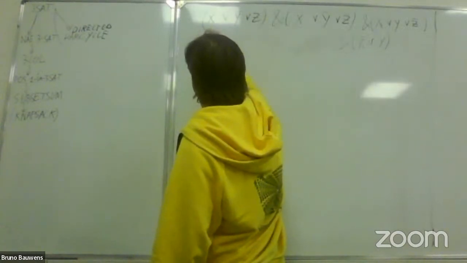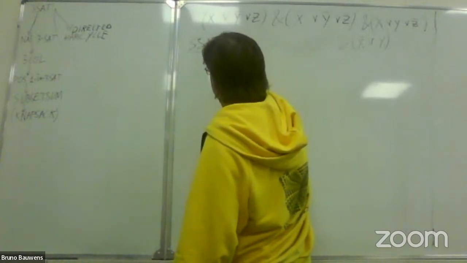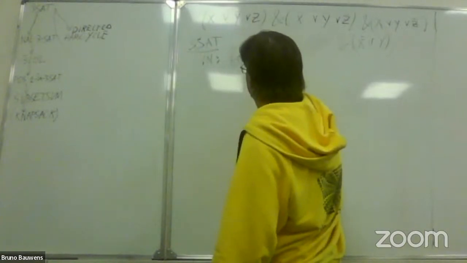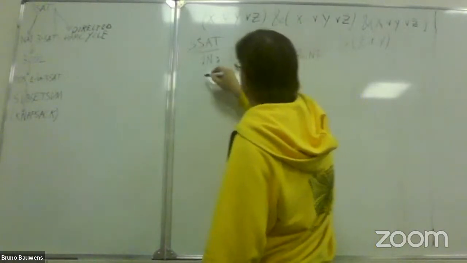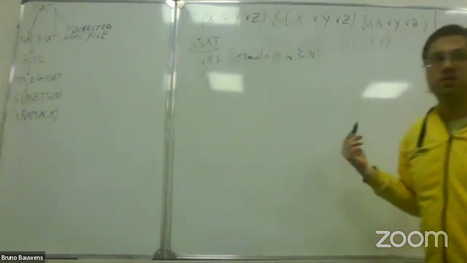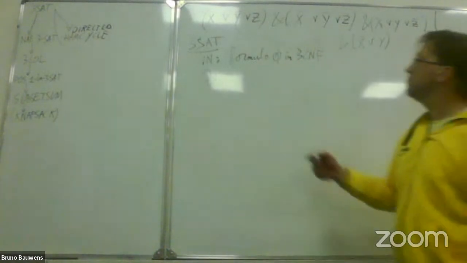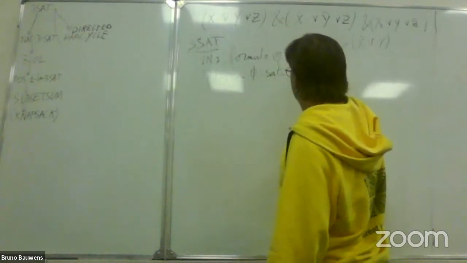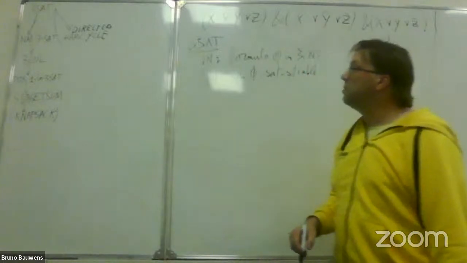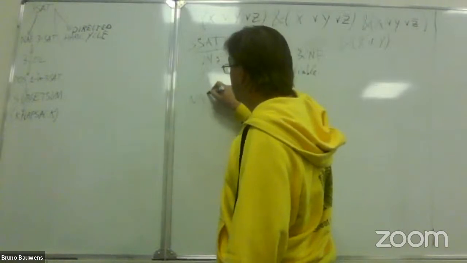So the 3-SAT problem: the input is a formula in 3CNF, and the question is, is the formula satisfiable? Can it be assigned zeros and ones to the variables so that it evaluates to 1? Okay. Now the next problem is called not-all-equal 3-SAT.